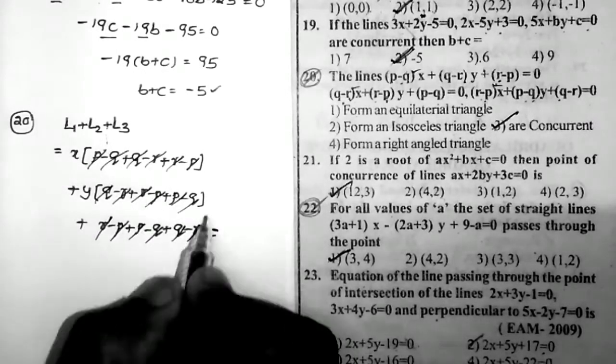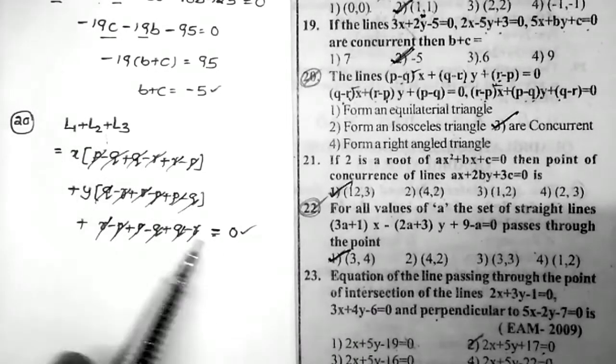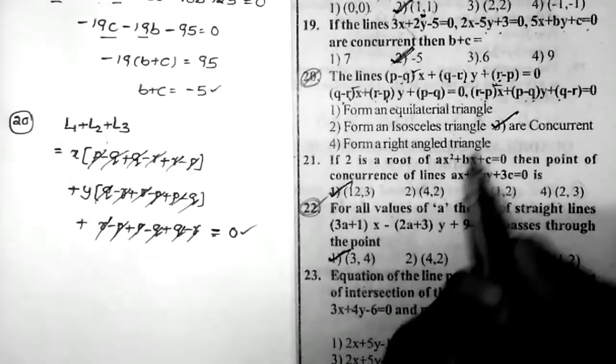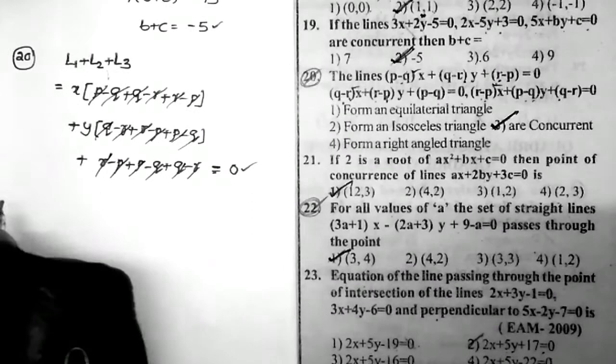x into 0 plus y into 0 plus 0, that is total value is equal to 0. So sum of the three lines is equal to 0 means the lines are concurrent lines. That is the third option. The lines are concurrent lines.